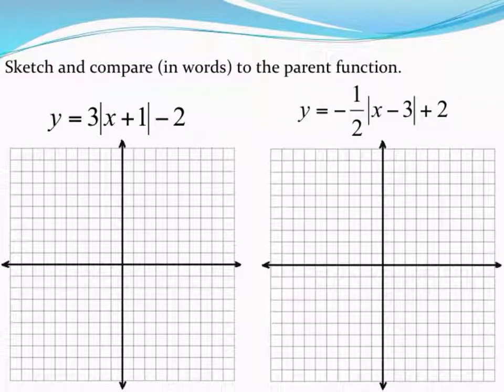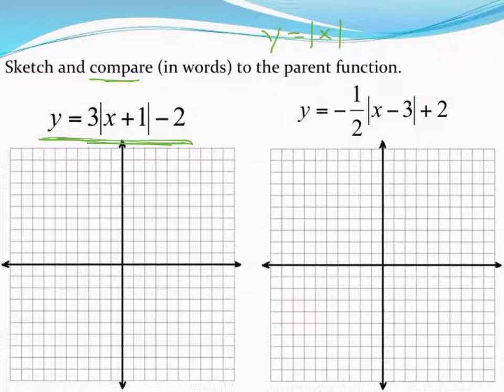All right, let's graph this absolute value equation, at least sketch a graph of this. But first, I want to make a comparison. I want to compare in words how this graph has changed from the parent function of the graph. Remember, the parent function is the most basic function. So the parent function is just y equals the absolute value of x, the most basic function in the family.